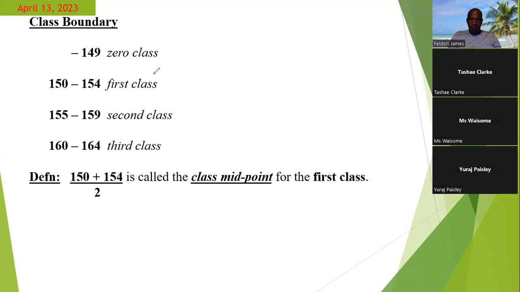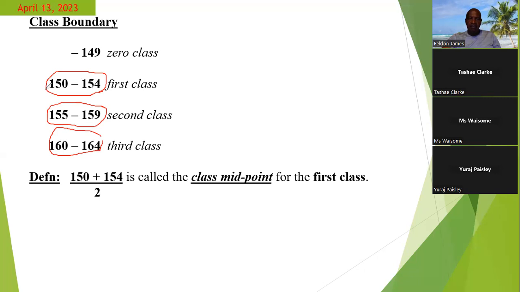Sir, so the first number is the first class and the second number is the second class? No, man, it's not the first number. This is one whole class by itself. That's a class. This is another class. You follow, Mr. Paisley? And this is another class. So the classes have to do with the different ranges of values that you have listed here. So you have one range going from 150 to 154, the other range from 155 to 159, the other range from 160 to 164.